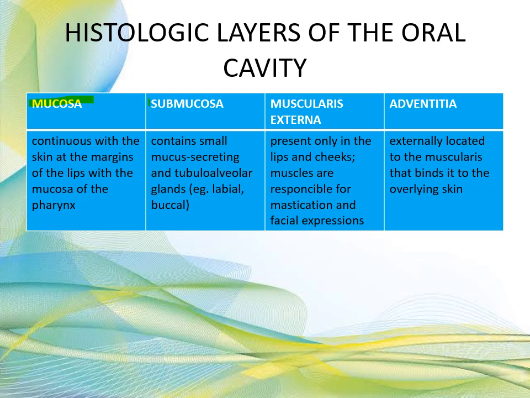Kung mapapansin nyo class, sa lahat ng mga digestive tract, laging i-discuss yung histologic layer. So pag ganito, basahin nyo na lang kung anong pinagkaiba-iba ng kanilang mucosa, submucosa, muscularis externa, and adventitia or serosa nila.